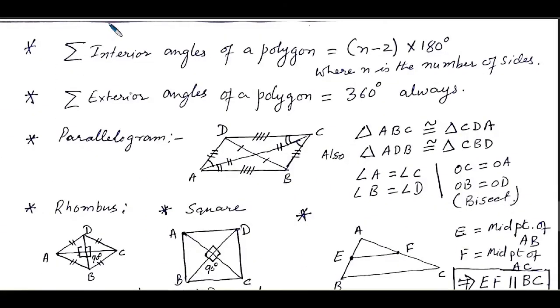Then we have seen that the sum of all the interior angles of a polygon, if the number of sides is n, is n minus 2 times 180. And the sum of the exterior angles of a polygon is always 360 degrees.